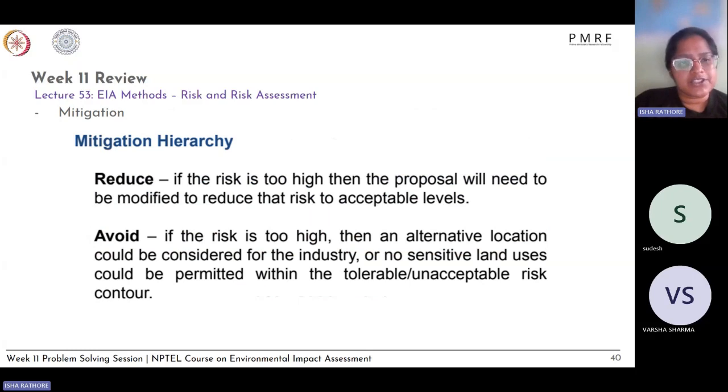Here we have the mitigation hierarchy. Again, reduce: if the risk is too high, then the proposal will need to be modified to reduce the risk to acceptable levels. That is that hierarchy. So you need to reduce it as much as you can. If possible, you should avoid it. That is, if the risk is too high, an alternative location could be considered for the industry, or no sensitive land uses could be permitted within the tolerable or unacceptable risk contours.